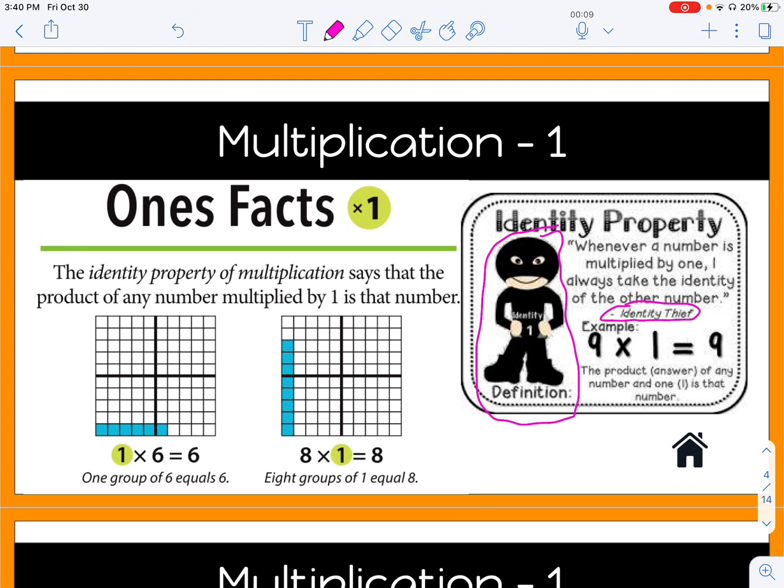So if you look over on the left side, we see that 1 times 6 is 6. This is also an array right here. So we have 1 row, but we have 6 in each. Now over here, we have 8 times 1 is 8. So if I had 8 rows and 1 column, again, you're just going to have 8. So thinking about these as arrays can be kind of helpful. But whenever we have a number times 1, it's going to be that number.